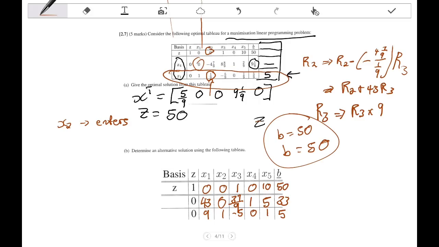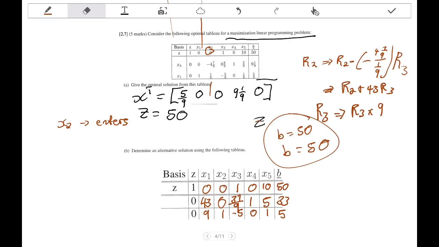Why? Because x2 is the non-basic variable that has a coefficient of 0 on the objective function. So bringing x2 to the basis has no change on the objective function. Then x2 enters. Then we should choose the one that is leaving. Since the smallest ratio is here, this is the smallest ratio, because there we got 5. This is 5, yes, negative.